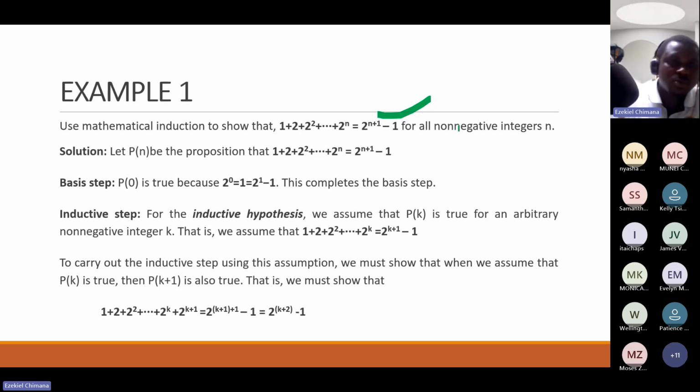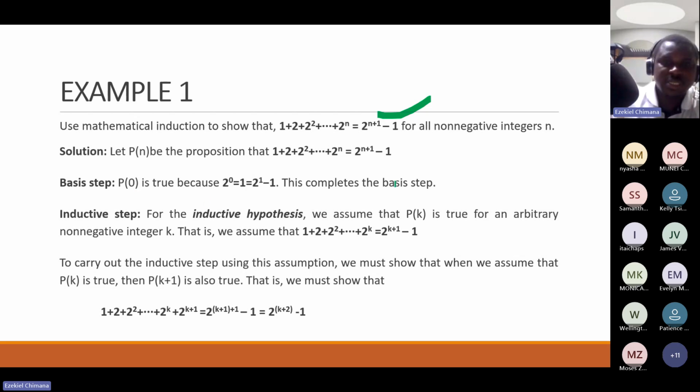So how do you show that? Solution: let P of n be the proposition function that 1 plus 2 plus 2 squared plus up to 2 to the power n is equal to 2 to the power n plus 1 minus 1. That's what we have. And then on the basis step, you can put any number and try to prove that the left-hand side will be equal to the right-hand side.